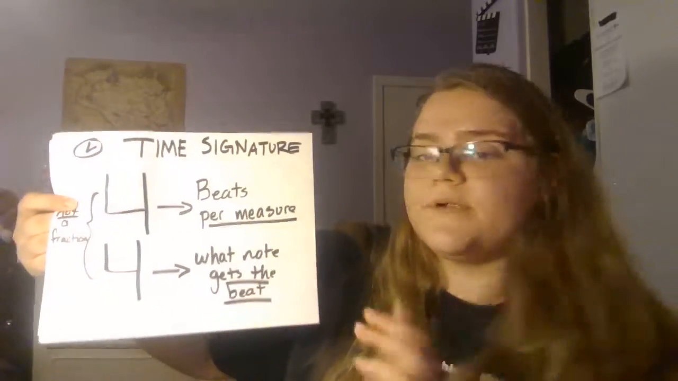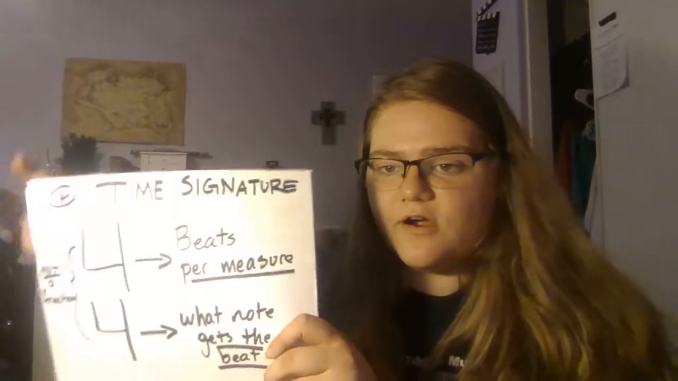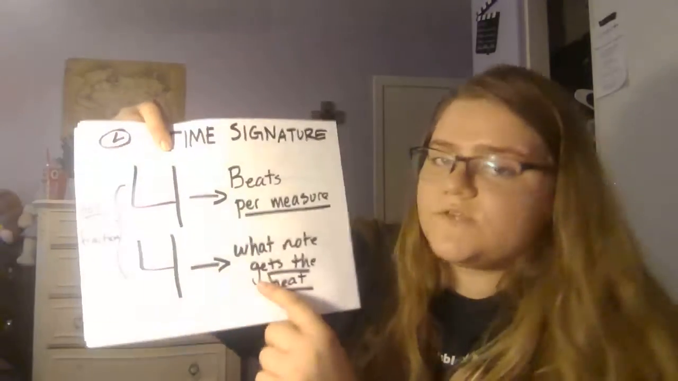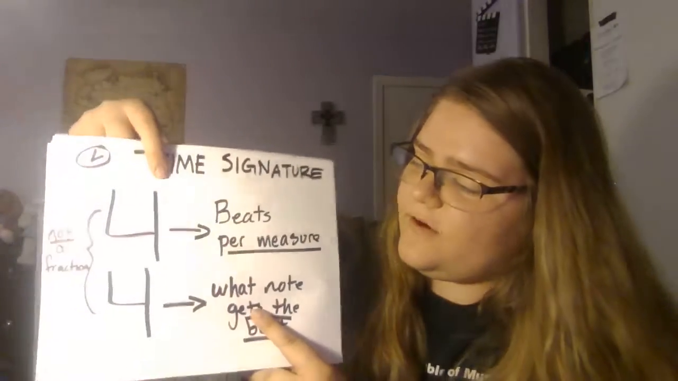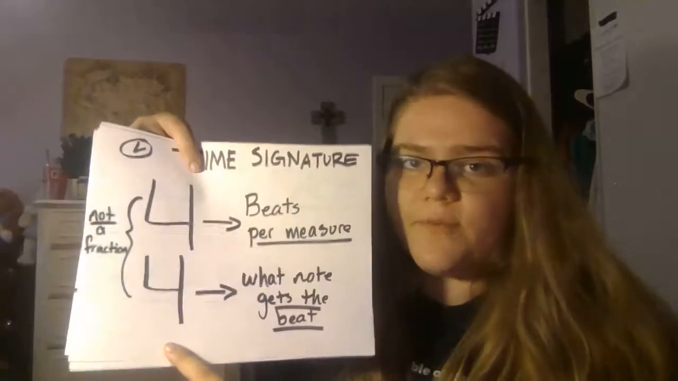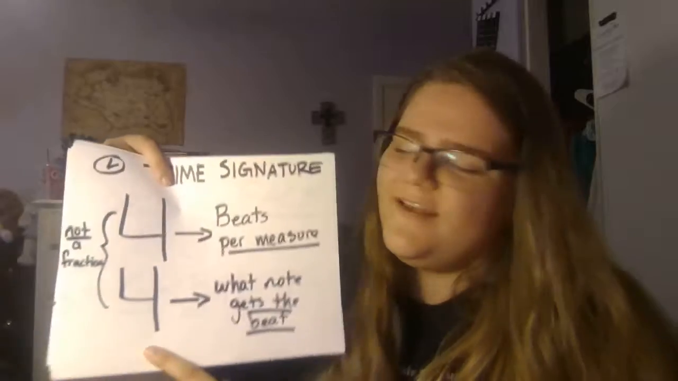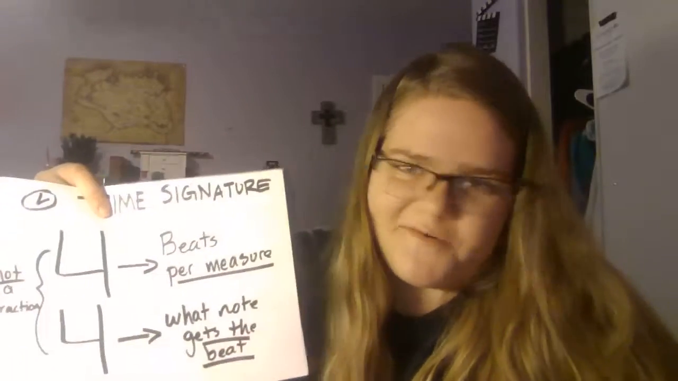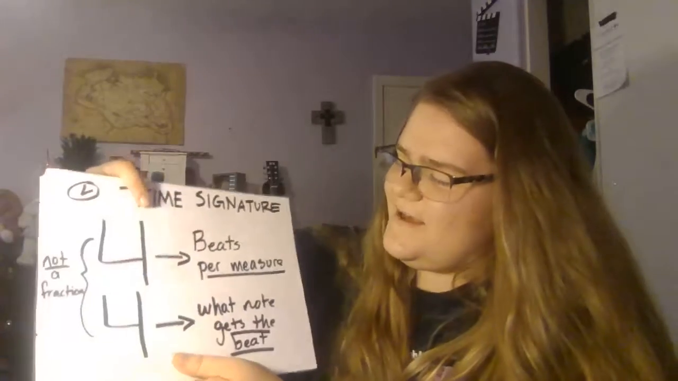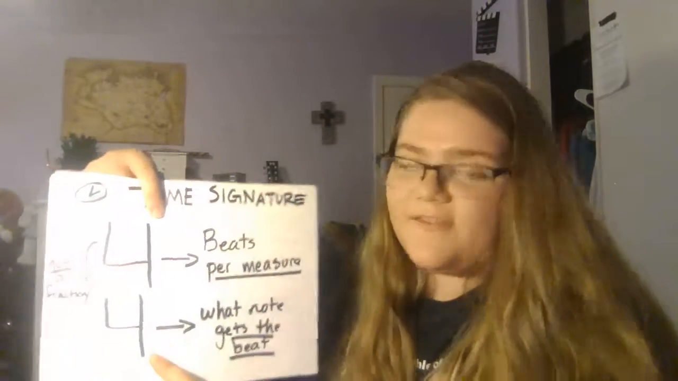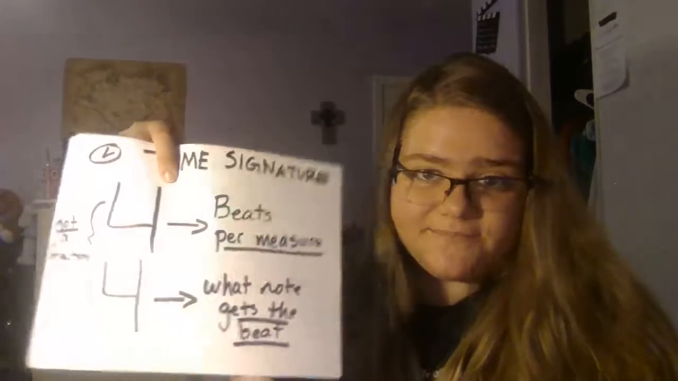So the top number tells us that there are 4 beats in a measure, and then the bottom number tells us what note gets the beat. Now, when you see 4 on the bottom of a time signature, it's always going to mean that the quarter note gets the beat. You'll understand what a quarter note is a little better in a second. So in this case, there's 4 beats in a measure, and then the quarter note gets the beat.